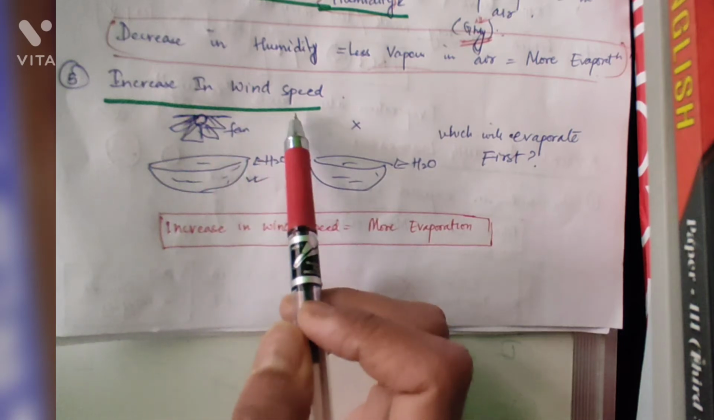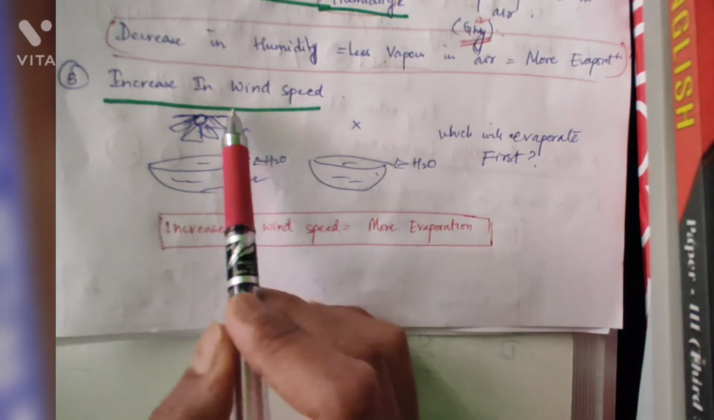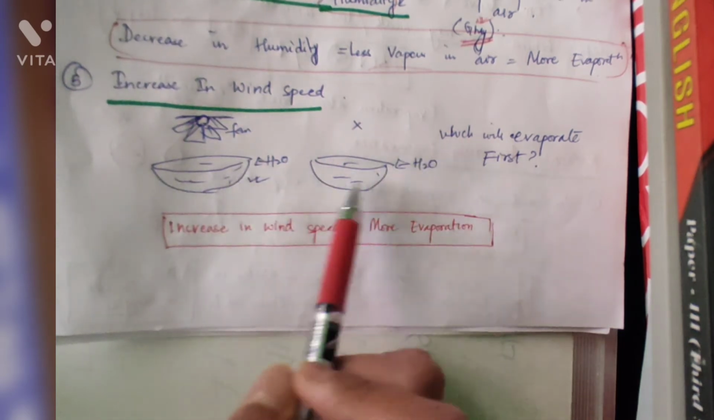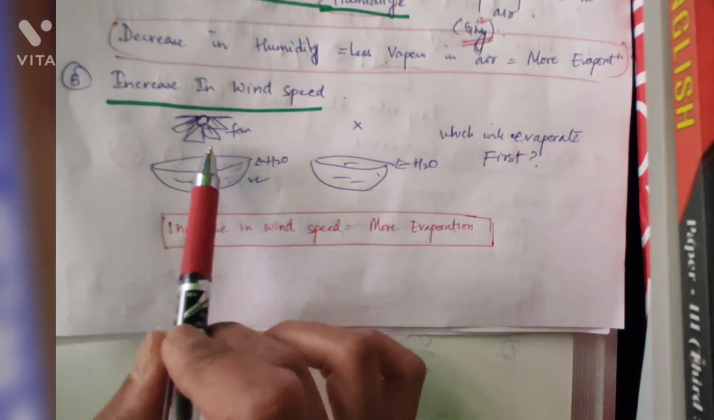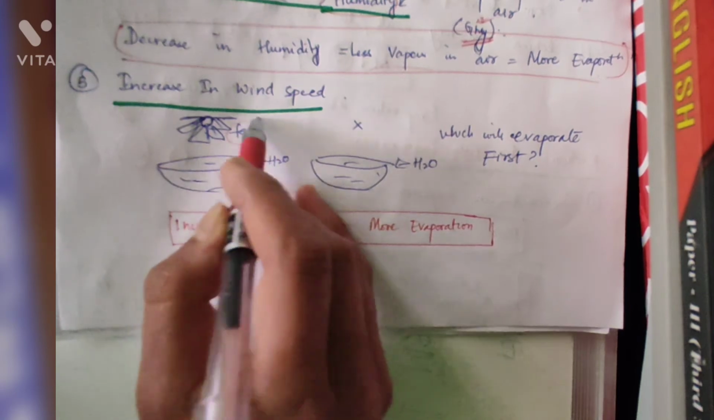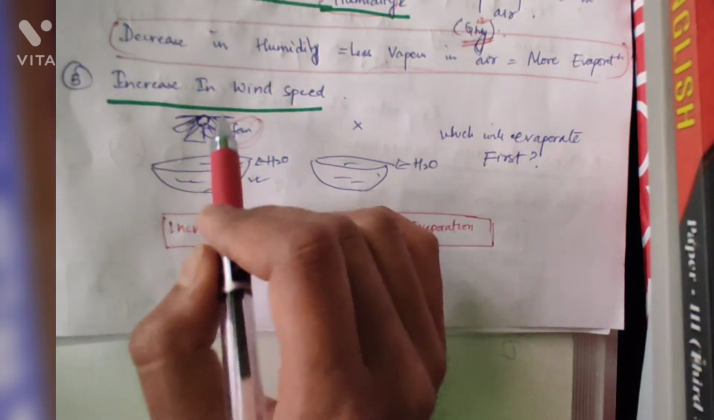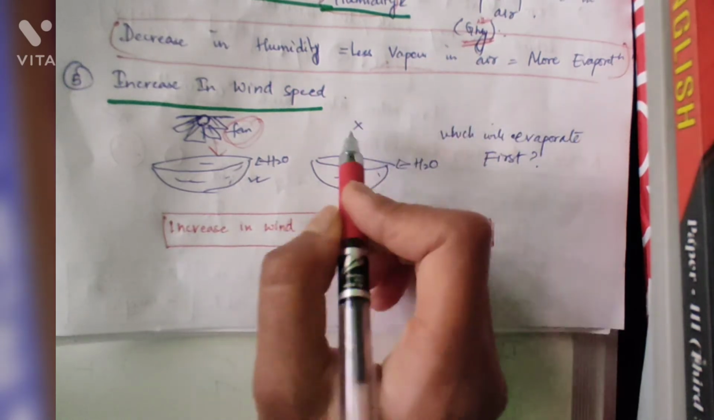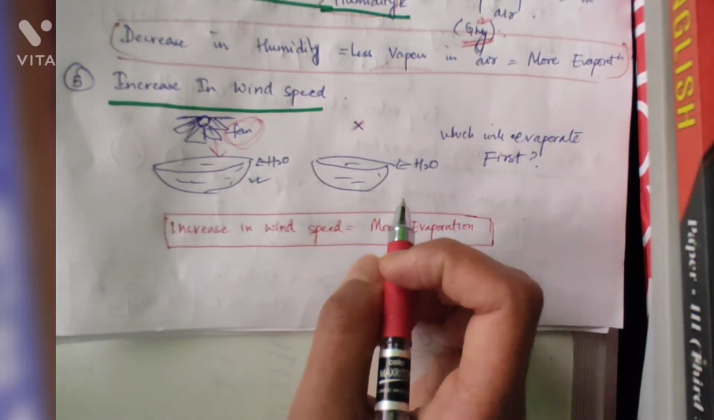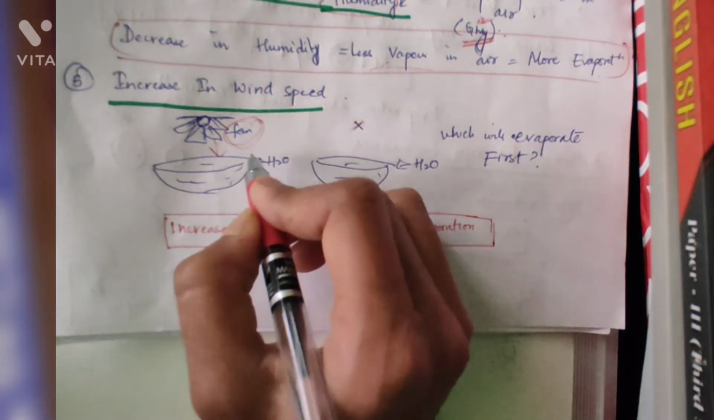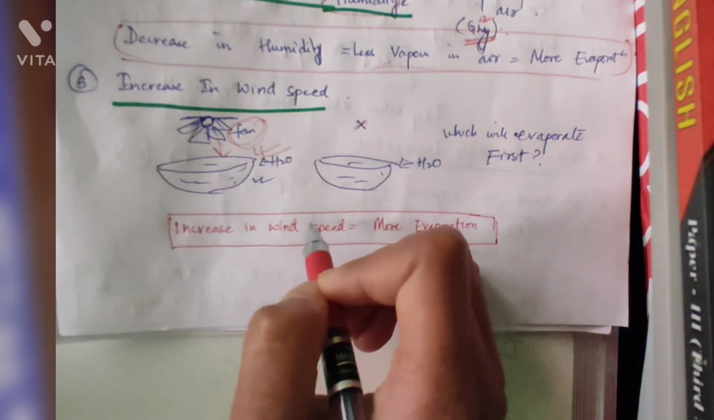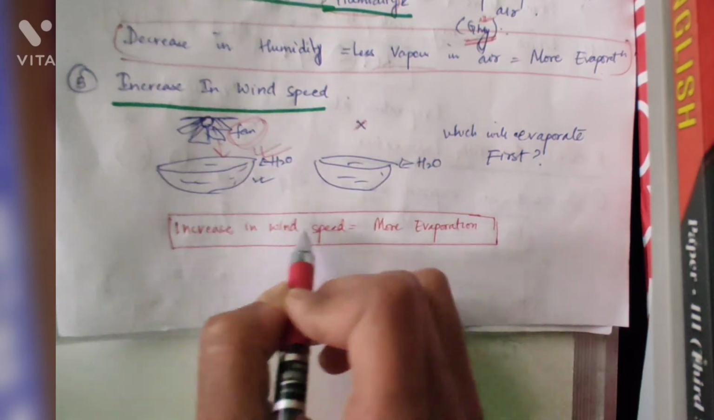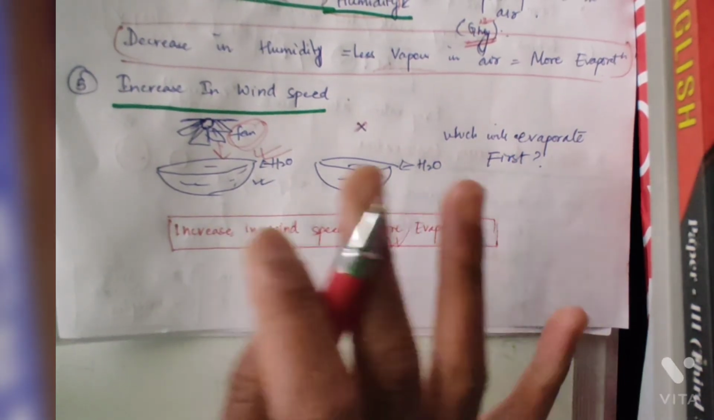Next, the increase in wind speed. Again, here you take two china dishes and put water in both, right? One you put under a fan and one in another room which has no fan. So which one will evaporate first? Obviously the one which is under the fan, right? Why? Because an increase in wind speed means more evaporation.